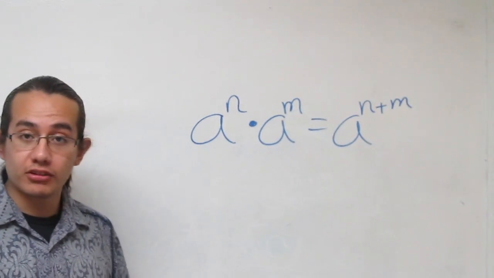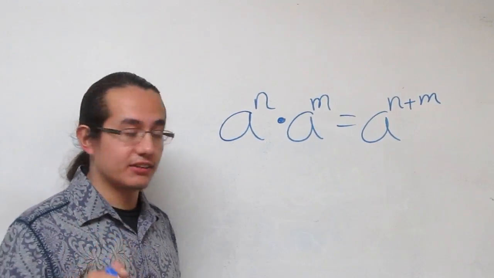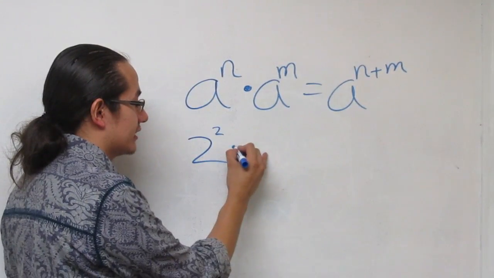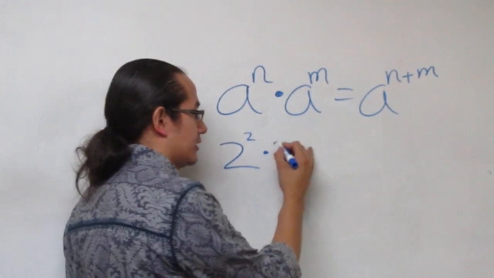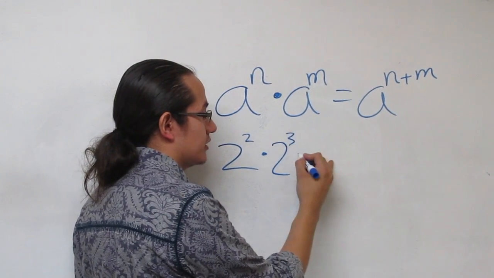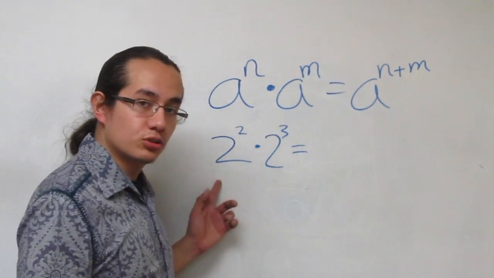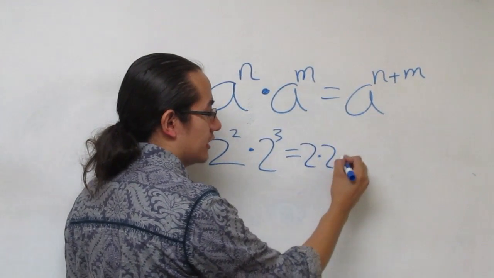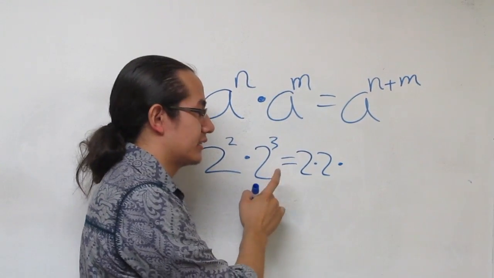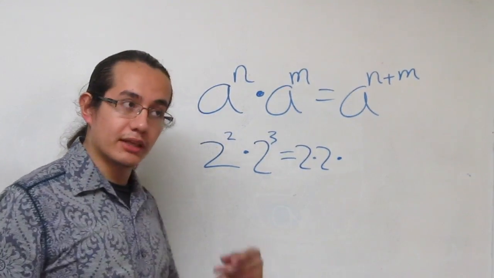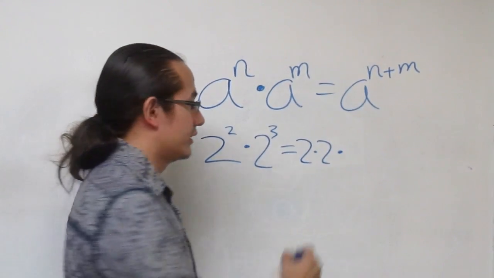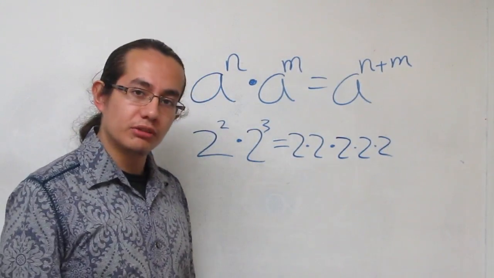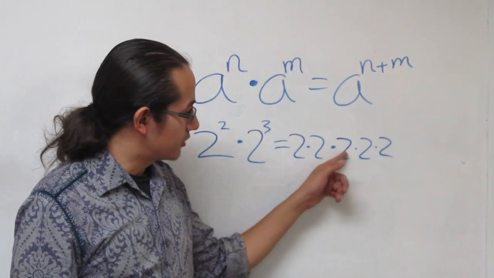And this is a rule you have to remember, but why does it work? So let's give this a shot. Let's say we have 2 squared times 2 cubed. What does that mean? What's 2 squared? That means 2 times 2. So we have 2 times 2. And then we're multiplying it by 2 cubed, which is 2 times 2 times 2. There's 3 of them. How many 2's do we have? 1, 2, 3, 4, 5.